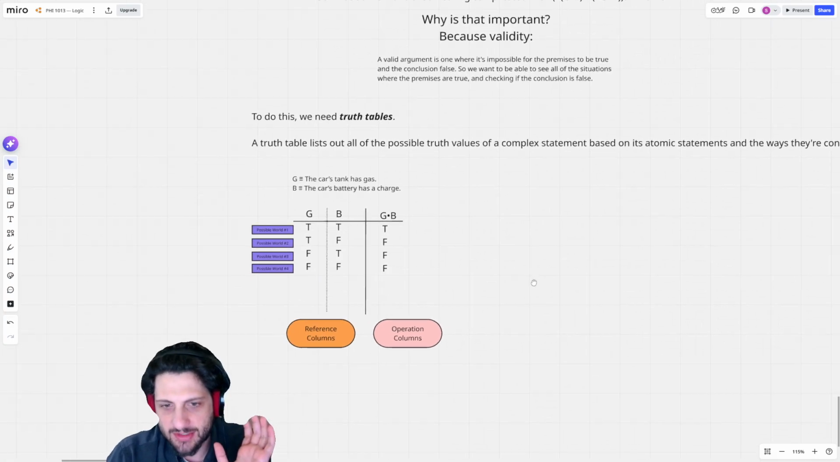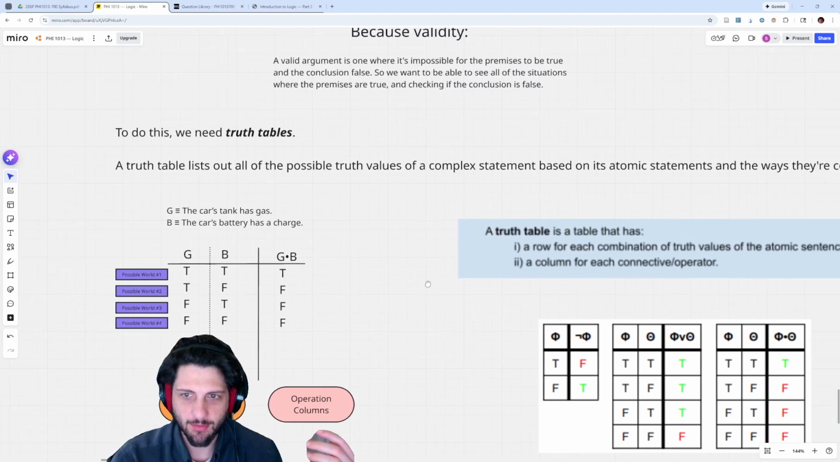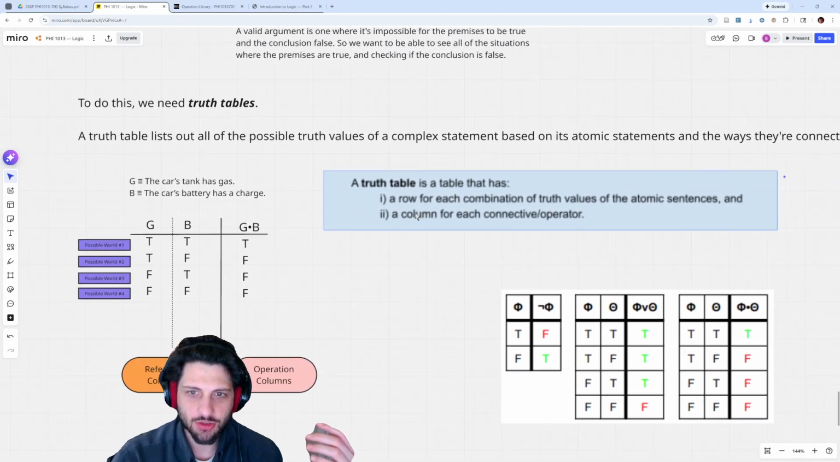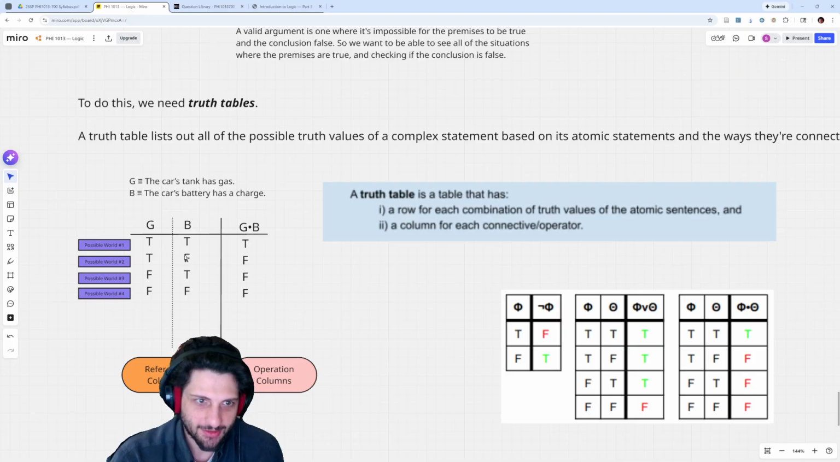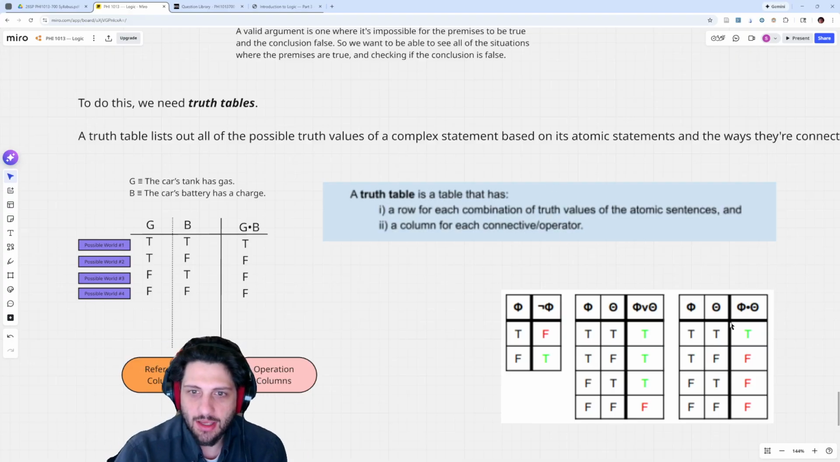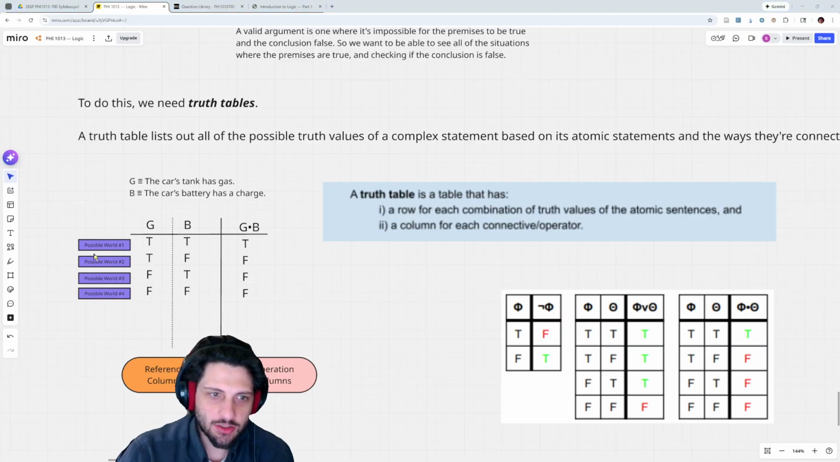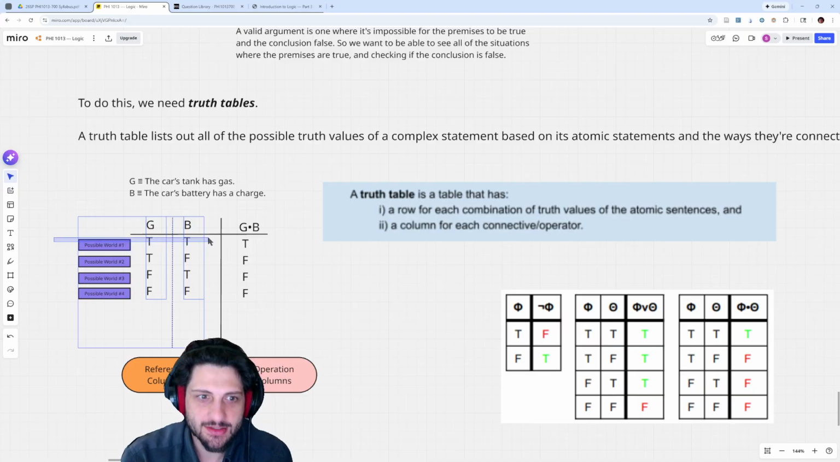So let's think about this for a second. Let's look at this quick definition of a truth table just to make what we were just talking about more precise. A truth table is just a table, which is what we're looking at, where each row is a combination of the truth values of the atomic sentences, and each column is for a connective or an operator. So each row is going to pick out some combination of our atomic statements.